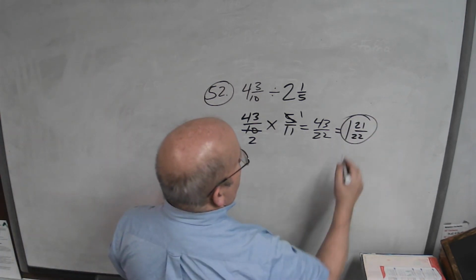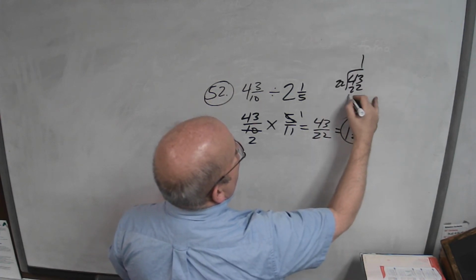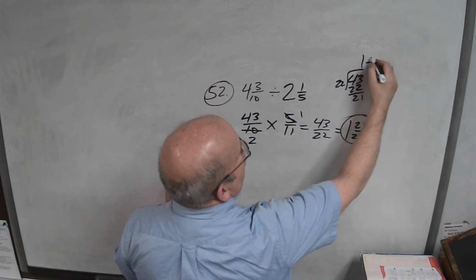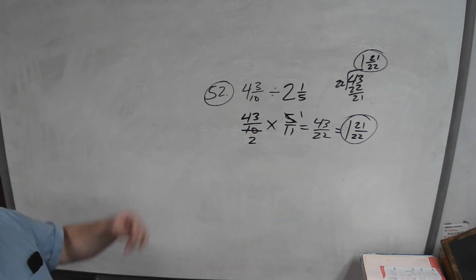How do I know this? 43 divided by 22 is once, remainder of 21 over 22. So that's 52.